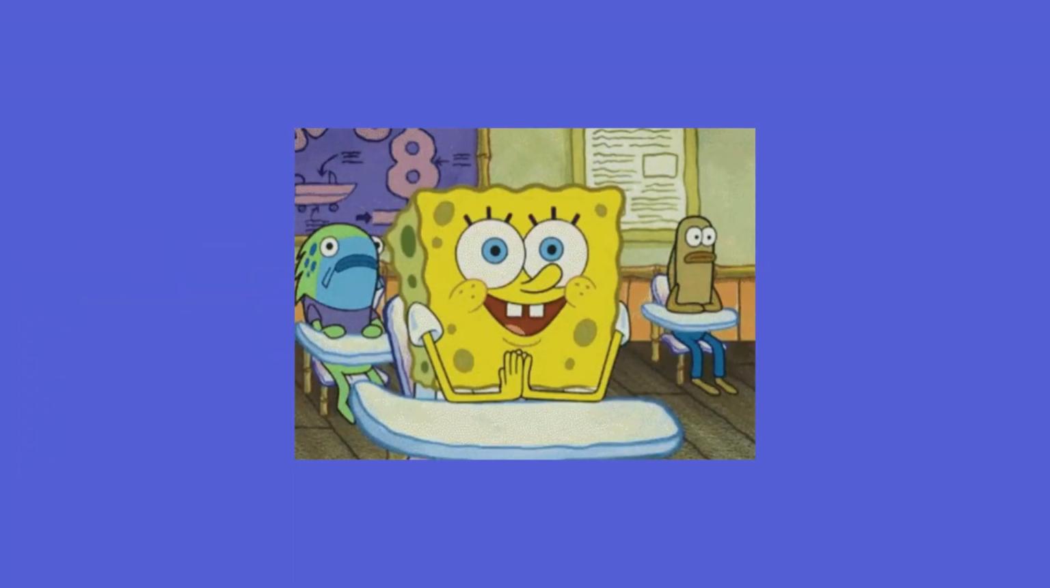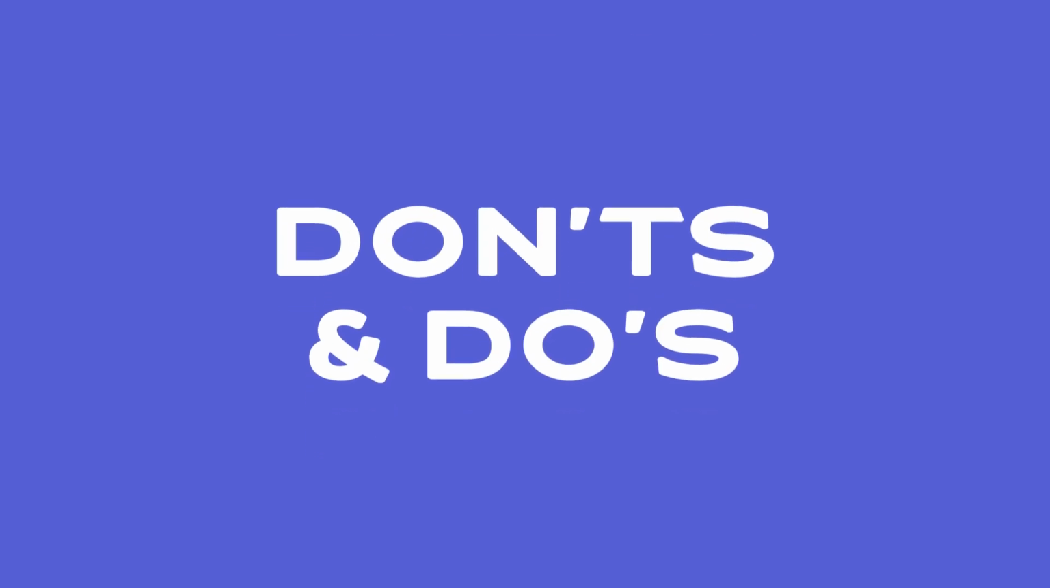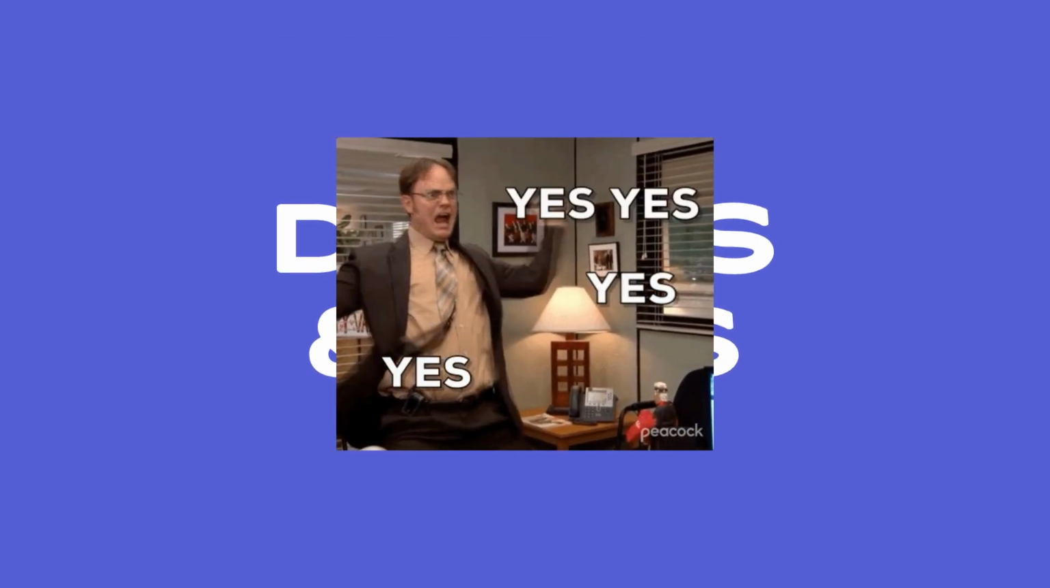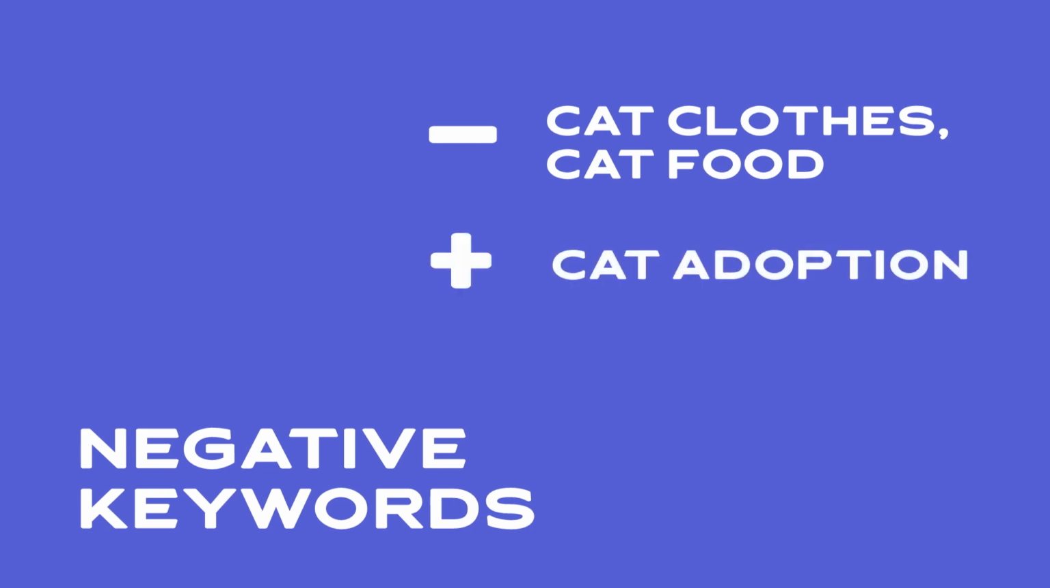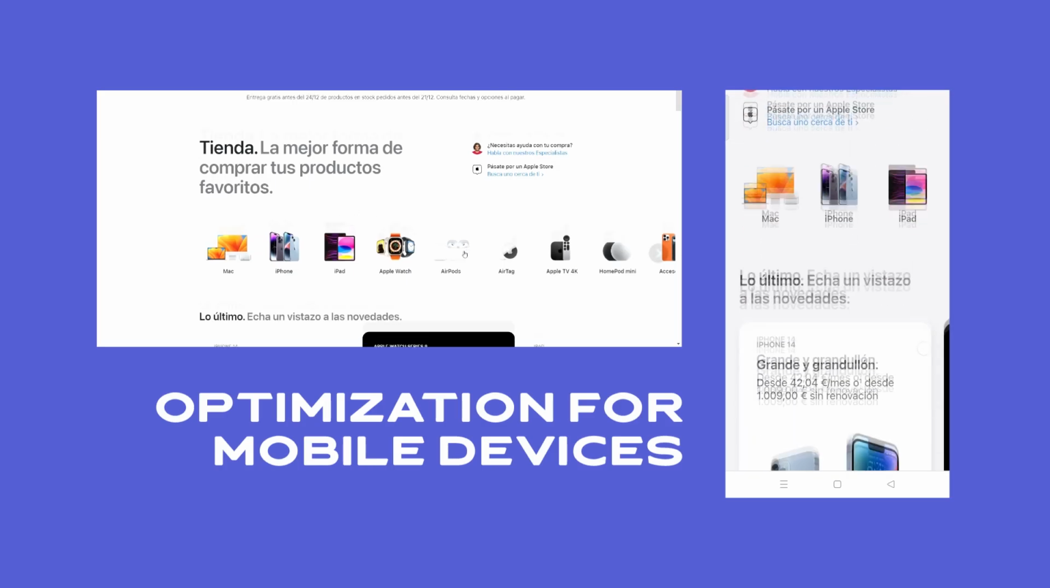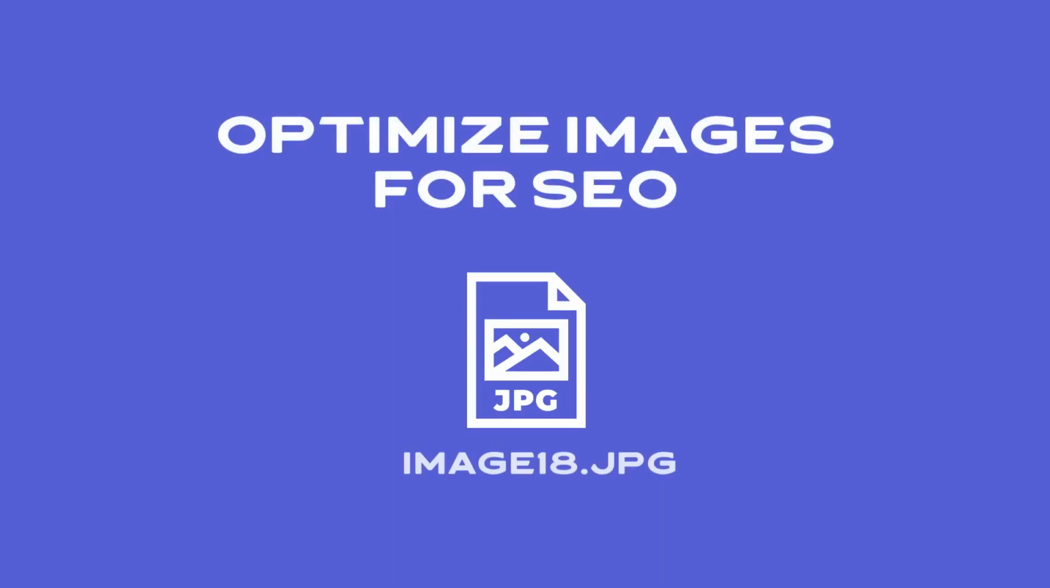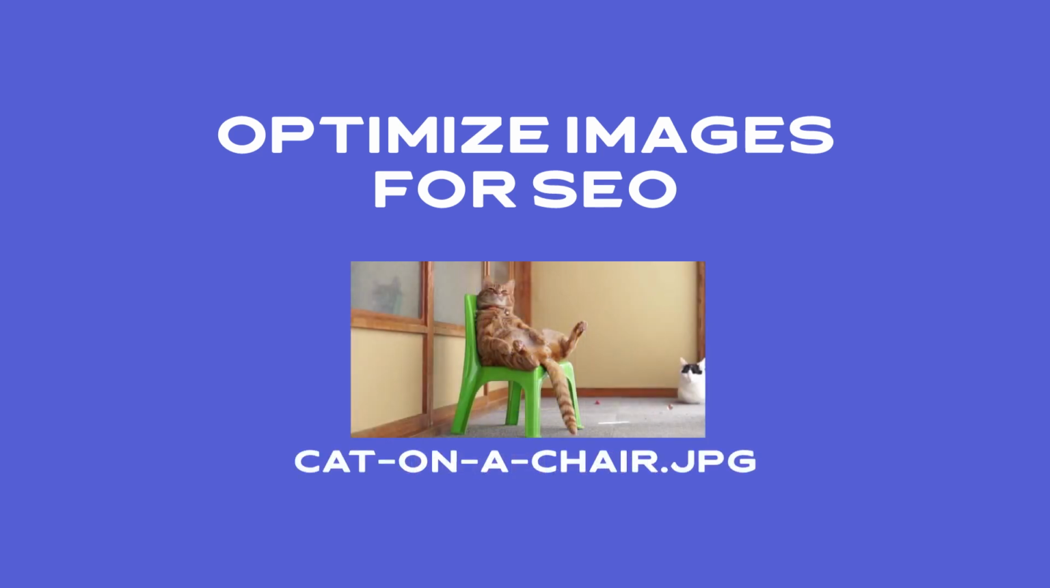So, now that we know about SEM and SEO, let's talk about some of their do's and don'ts. About the do's. Use negative keywords to exclude terms from your campaigns and focus only on the keywords that matter to your customers. Optimize your websites for mobile devices and also your site's loading speed, as it is a factor that Google contemplates in its ranking. Also, you should optimize images for SEO.